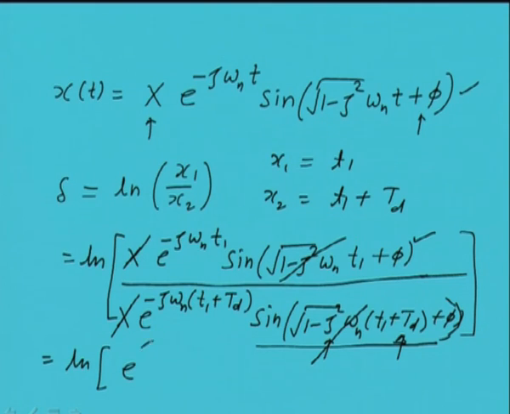a simpler expression, this one, because some of the terms here will also get cancelled, and this itself, because of the natural log, will be zeta omega n td, that is what we are calling the logarithmic decrement. Now this logarithmic decrement, again I am writing here, zeta omega n td, and td, as we already know, is 1 by omega d, the damped natural frequency.